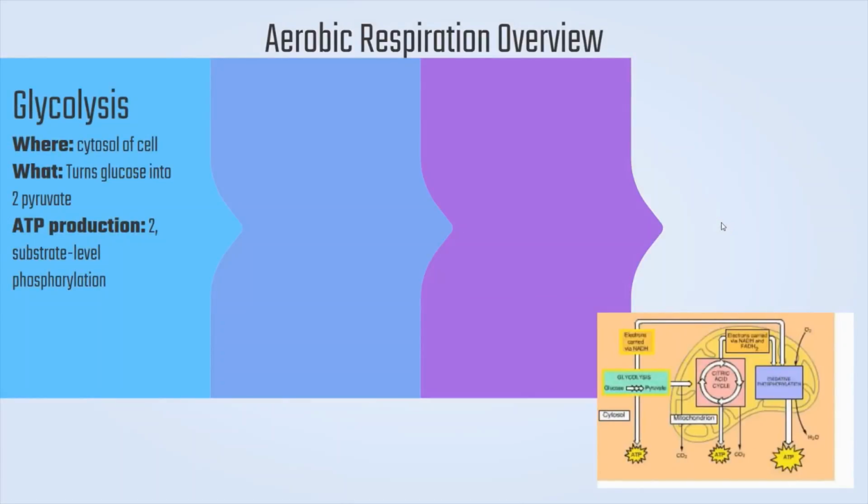So let's go over aerobic respiration, which happens in the presence of oxygen. The first step is called glycolysis. It will occur in the cytosol of the cell. It will not actually happen in the mitochondria yet, which will happen later. What it does is turn glucose into two molecules called pyruvate. And it will produce 2 ATP, through substrate level phosphorylation.